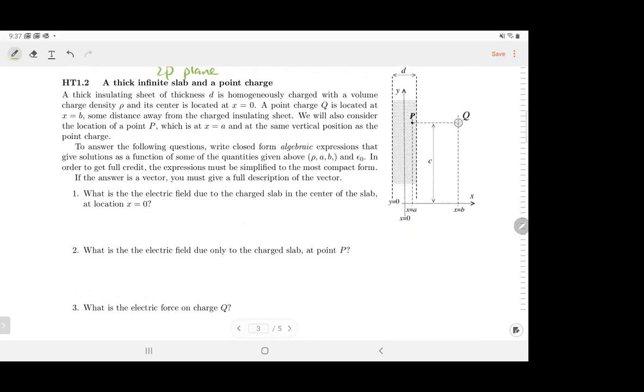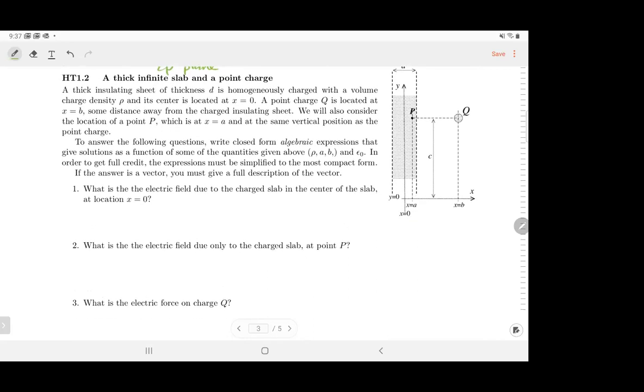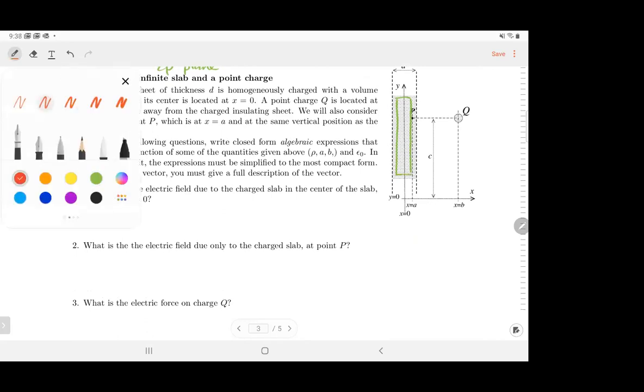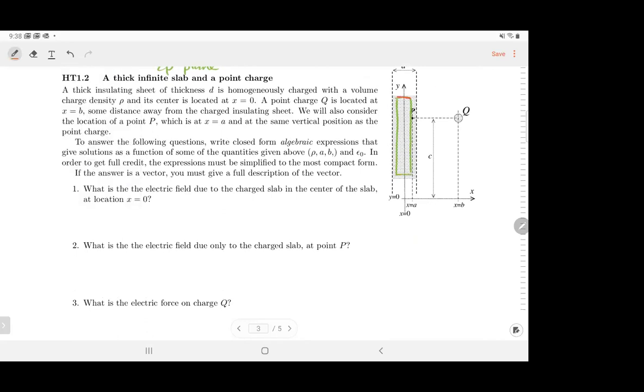Okay, so to calculate the electric field inside the plane, we need to sketch a closed surface, calculate the electric flux, and use Gauss's law to solve for the electric field. At point P, we can sketch a box. Okay, and you can find that for the top side and the bottom side, the flux is equal to zero.